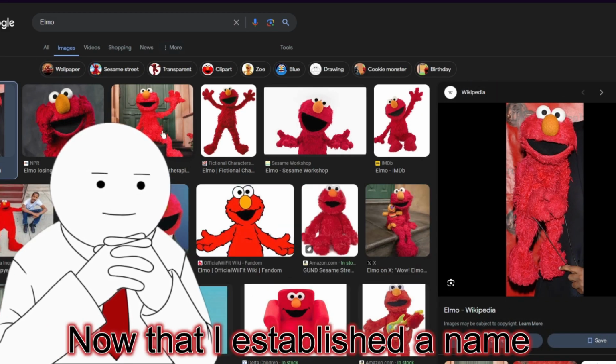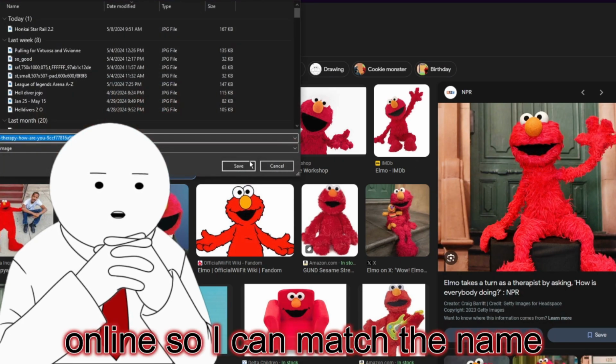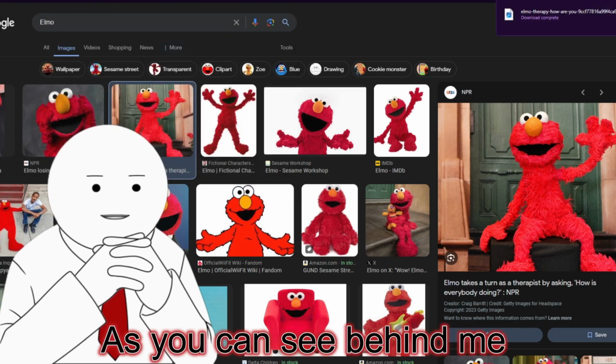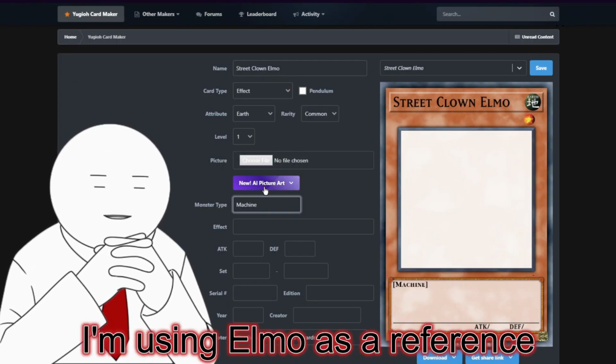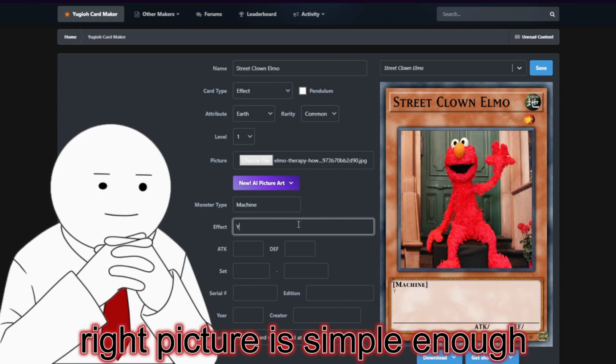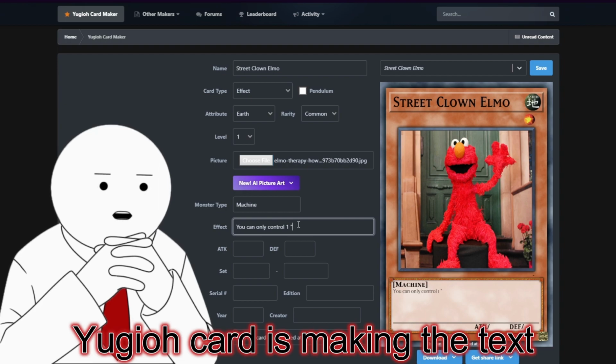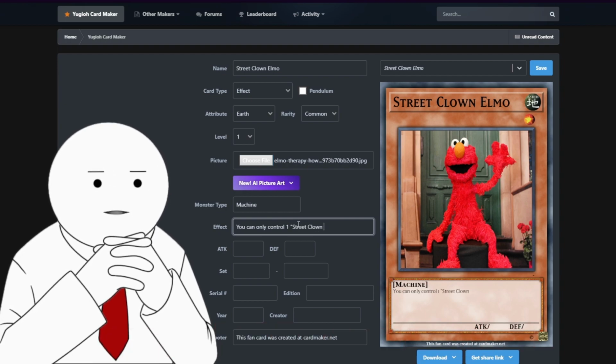Now that I established a name for this set, I began looking for pictures online so it can match the name. As you can see behind me, I'm using Elmo as a reference. Making a name and finding the right picture is simple enough to do. The hard part in creating a custom Yu-Gi-Oh card is making the text and what the card does.